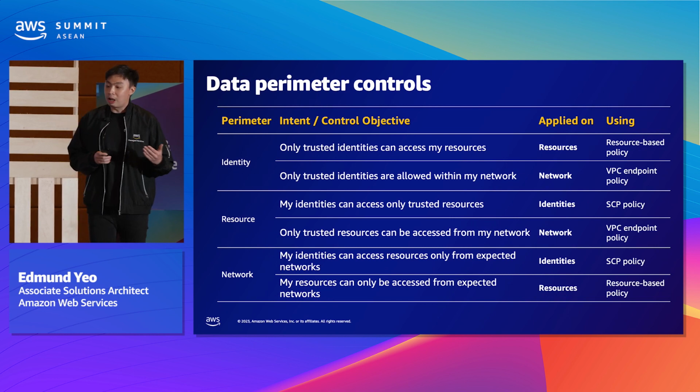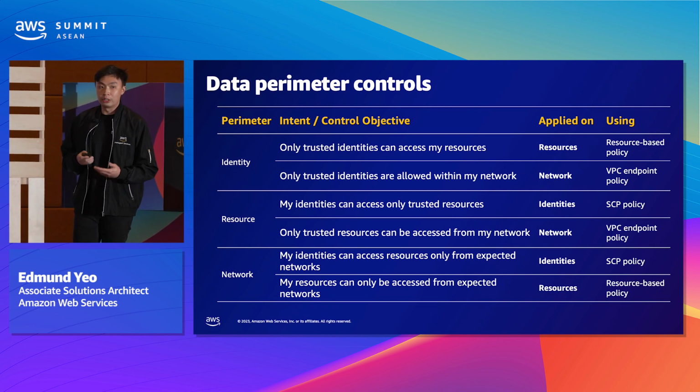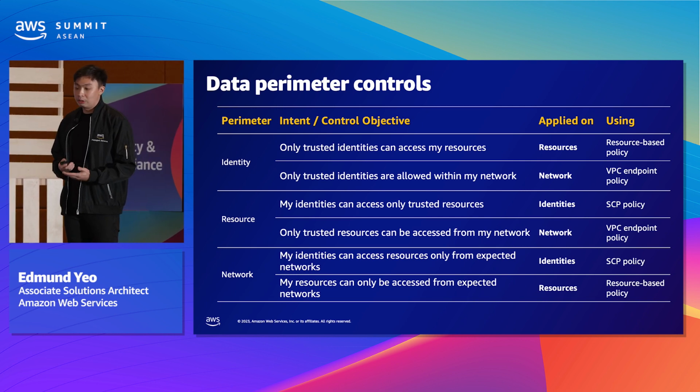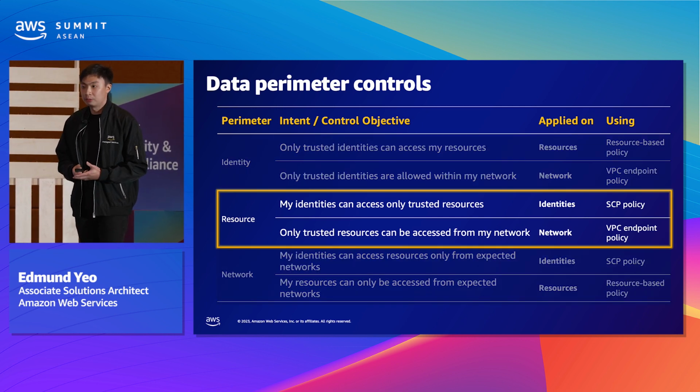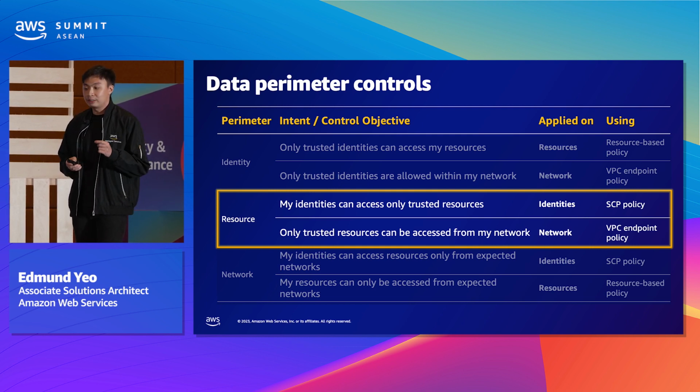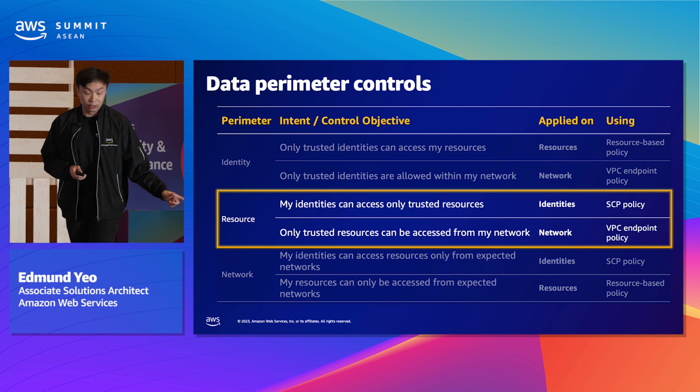So we have spoken about how we can implement controls on the identity perimeter. Now we'll move on to how this can be done on the resource perimeter. Just a recap, the resource perimeter allows you to ensure that your trusted resources can only be accessed by your identities, and they can only be accessed from your network.